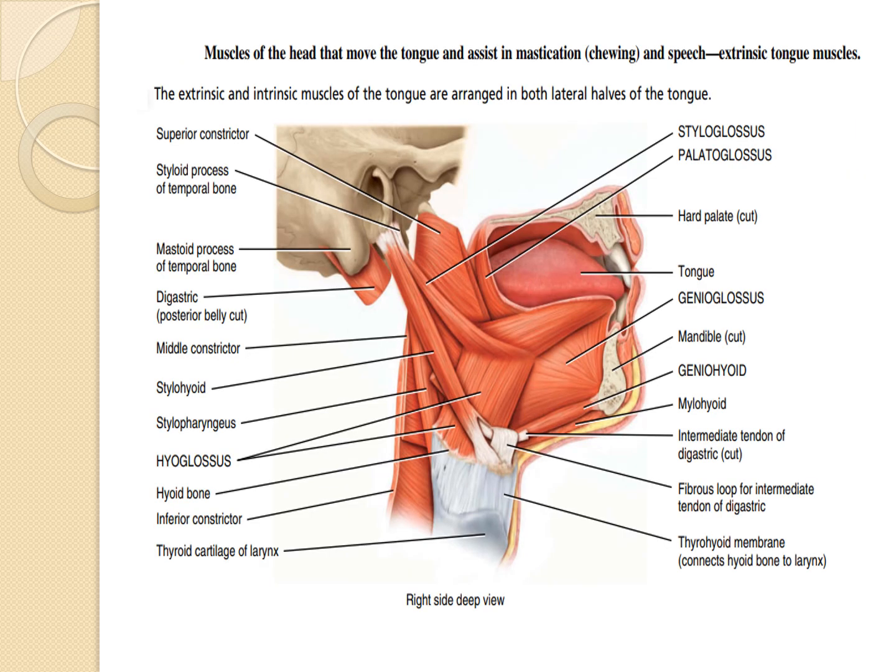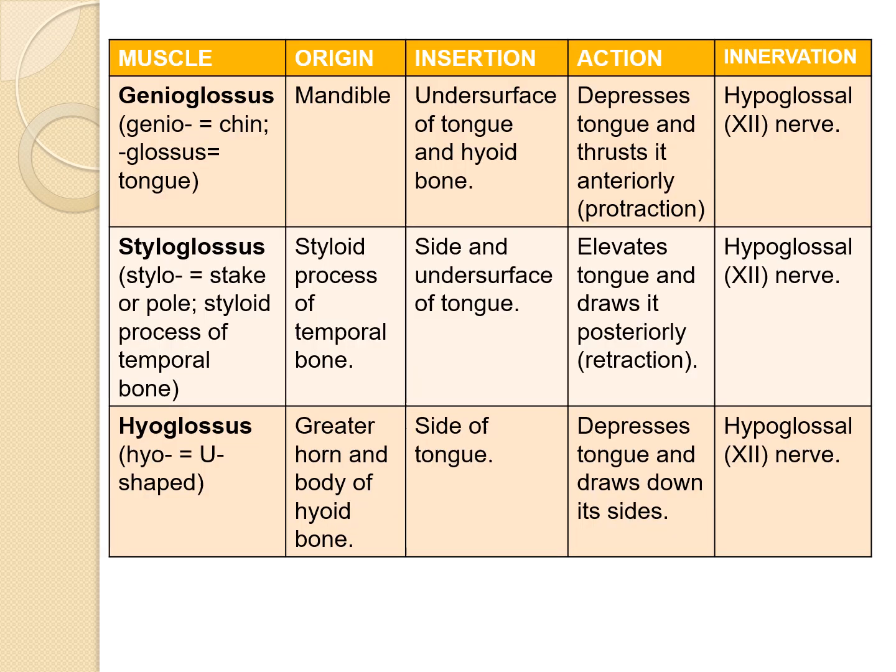Here you can see the various extrinsic and intrinsic muscles of the tongue. If you see here, this part is the genioglossus. And here is the hyoglossus, this one and this one, hyoglossus. And one more muscle, this is the palatoglossus, this one, and this muscle is the styloglossus. Now let us discuss in detail.